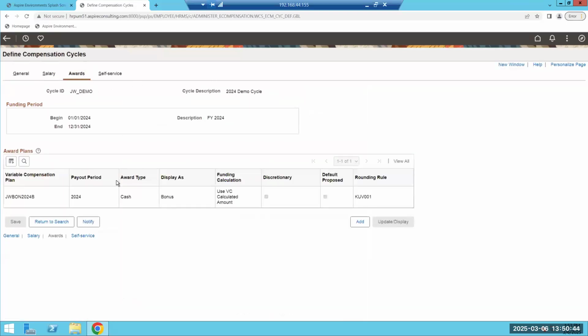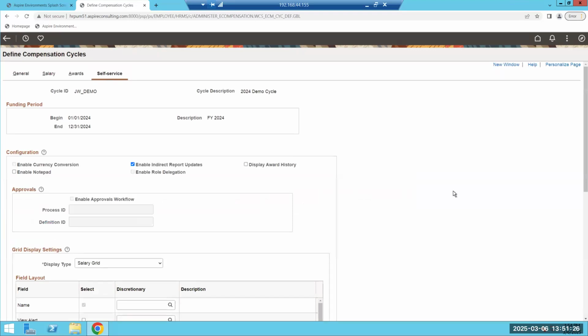On the awards tab, we specify what the variable account plan is for our awards, and then is it discretionary, and are we defaulting the proposed from the funded? So there are also rounding rules, both for variable comp and for the salary plans. There are rounding rules that you can apply if you want to the nearest dollar or whatever, or round up to the nearest dollar.